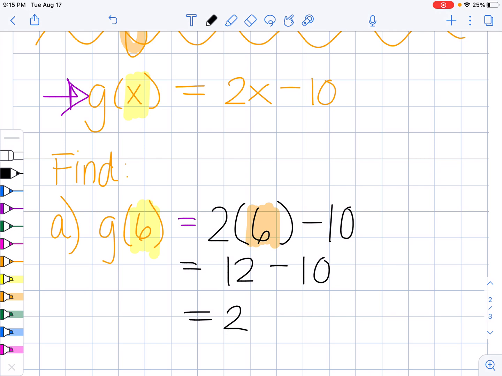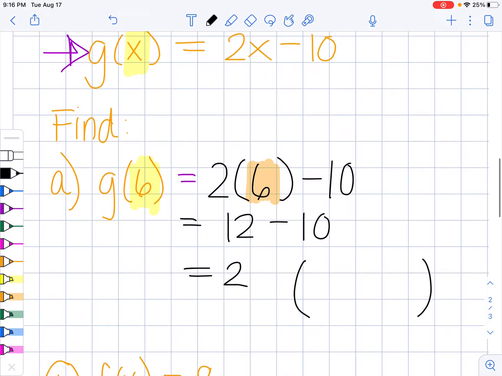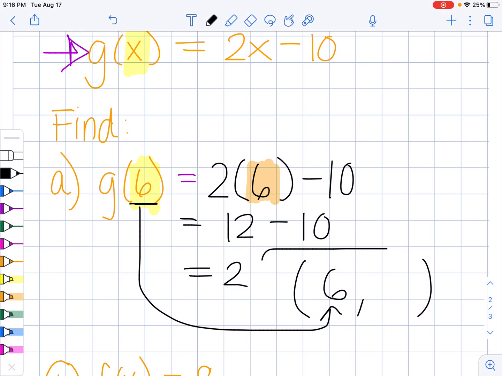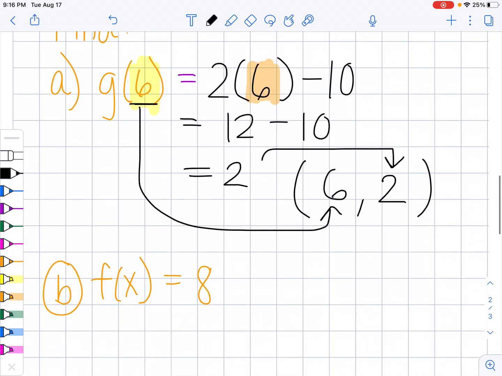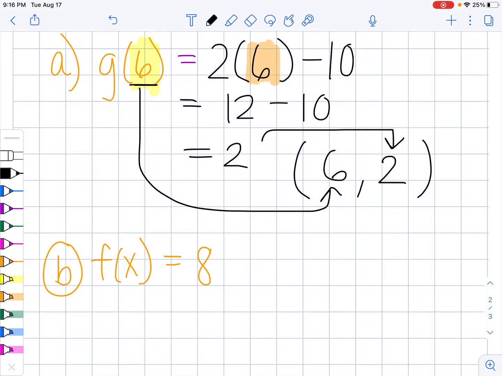I could write an ordered pair here. My x value that I plugged in, they told me, when you plug in 6, you get what you figured out, which is 2. Okay, now we're going to do the same thing backwards, just like we did with the graph. This question says, remember, f of x is the same as y. When y is equal to 8, what is x?